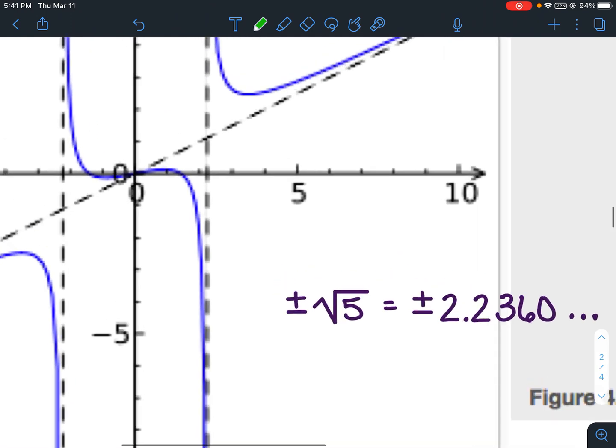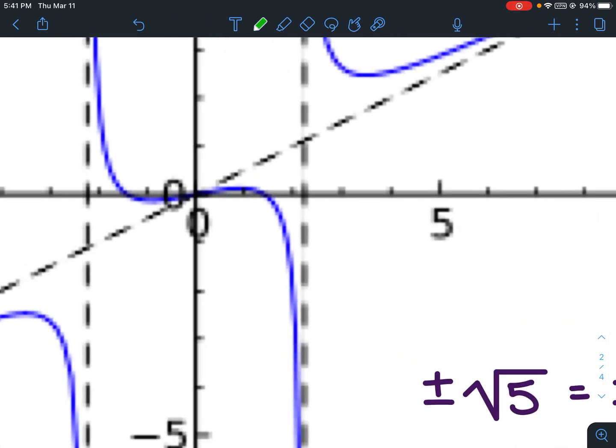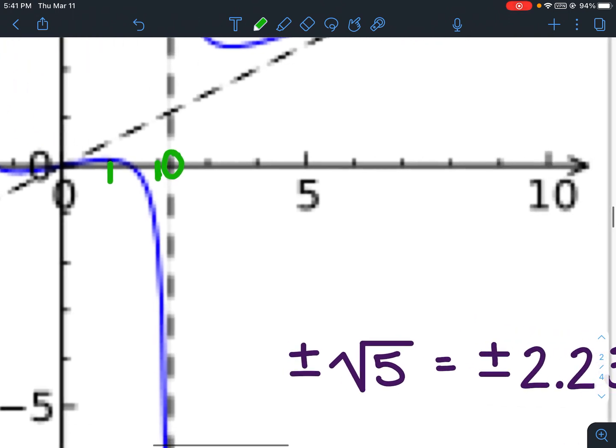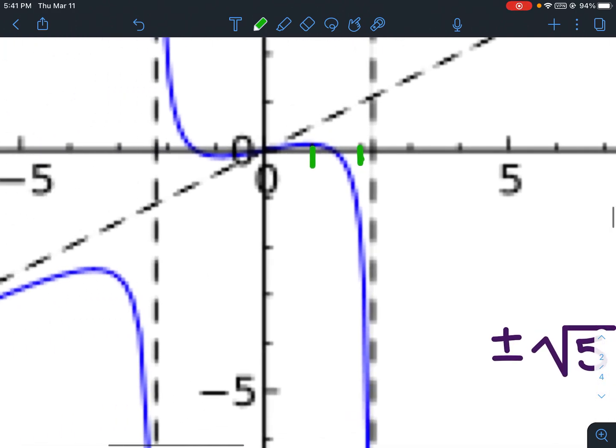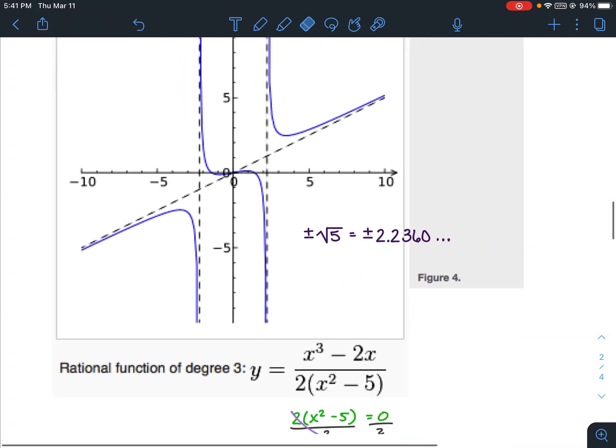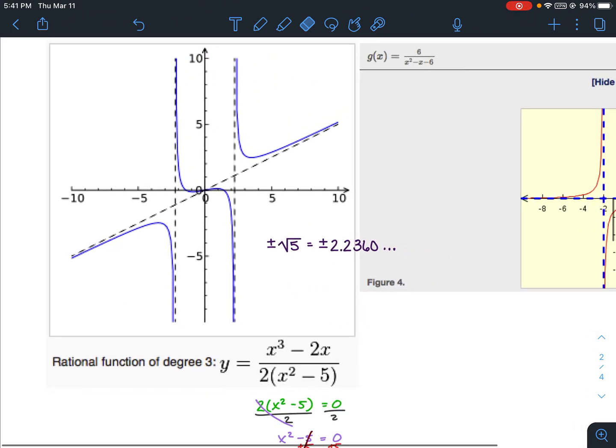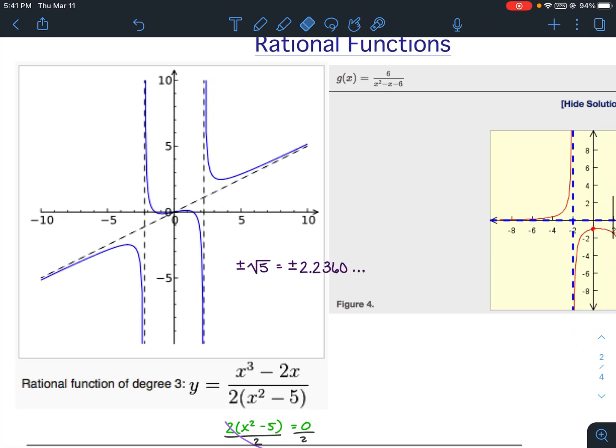Well, if you look at this graph, I know it's blurry and it's hard to see, but here would be your 1, here's your 2. So this dotted line is at positive 2.2360 and so forth. So in other words, it's at positive square root of 5. And over here, here's negative 1, here's negative 2. So this dotted line is at negative square root of 5. Right? That is where we have breaks in the graph. We have breaks in the graph at those points. Therefore, this is called a rational function.